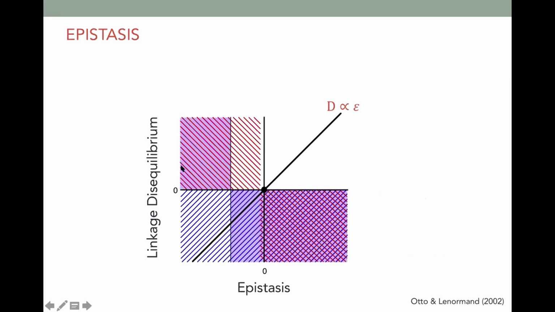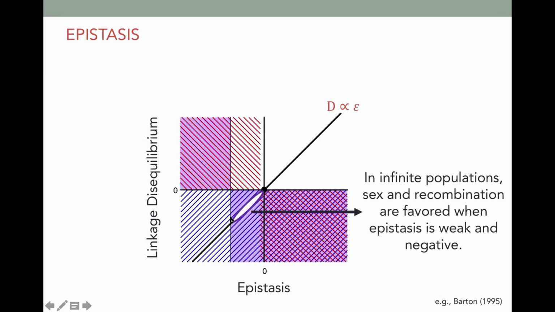So the combination models can show us where the net effect of all of those forces favors modifiers that increase sex and recombination, and that happens in these purple zones. The exact boundary of which depends on the parameters used. In an infinite population, where there's only epistasis and not drift, then it's in this region where sex and recombination are favored, and that region requires weak and negative epistasis.